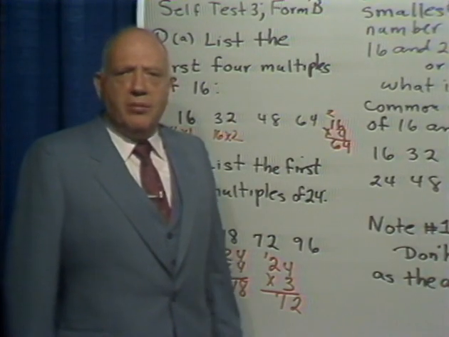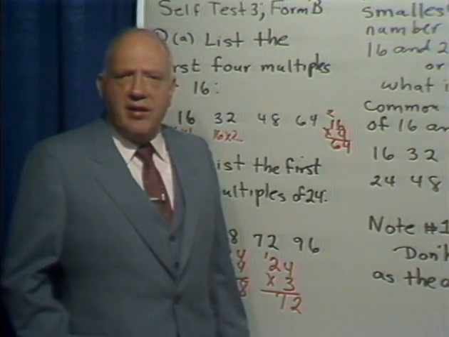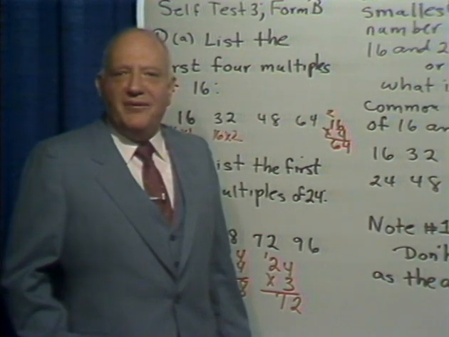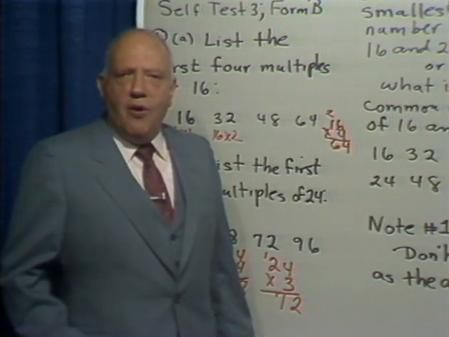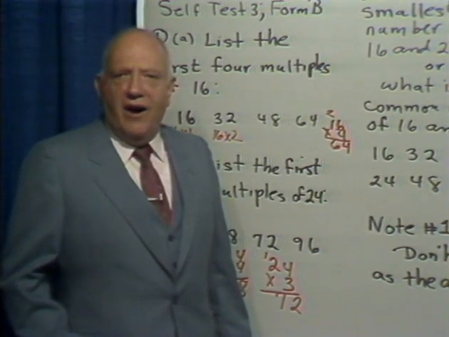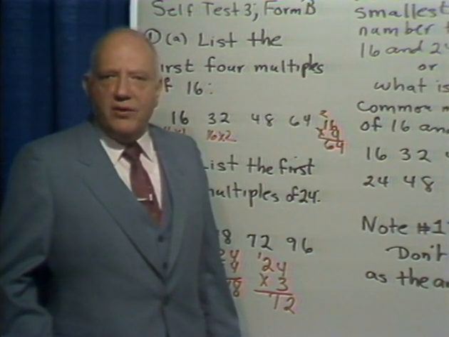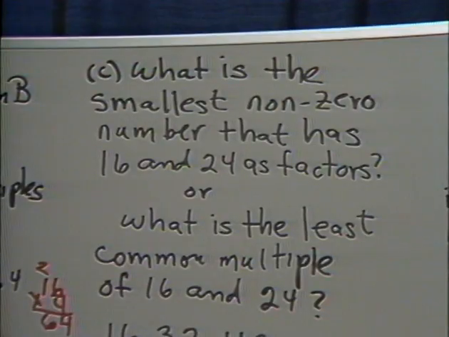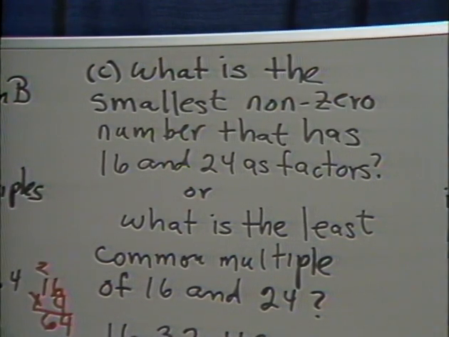Part C of this problem is extremely important, not so much just for getting the right answer, but because it's going to play a vital role in the next module. And for this reason, I want you to get used to the wording of Part C, because you're going to hear it several times during the remainder of the course. See, Part C says, what is the smallest non-zero number that has 16 and 24 as factors?